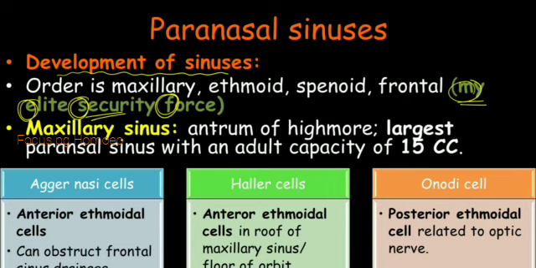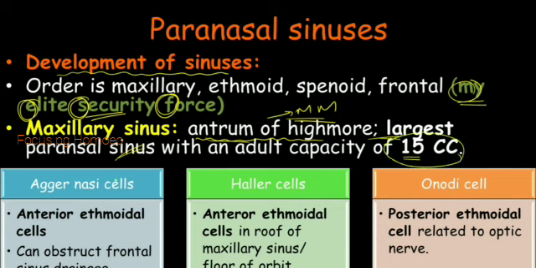Then comes the maxillary sinus, which is called the antrum of Highmore, and you might have read this in Materia Medica books. The antrum of Highmore is none other than the maxillary sinus. This is the largest paranasal sinus with an adult capacity of 15 cc. You have to remember this particular number.